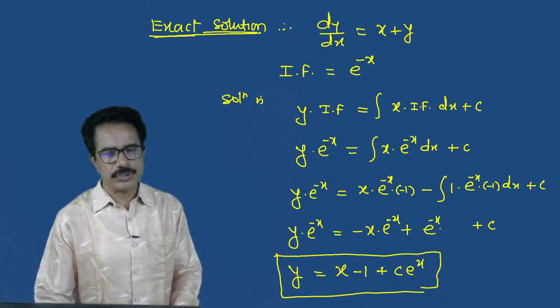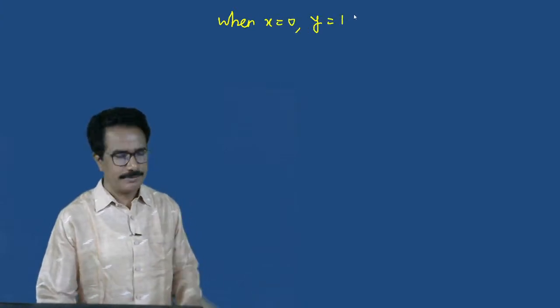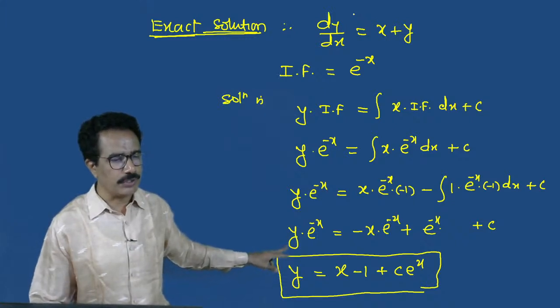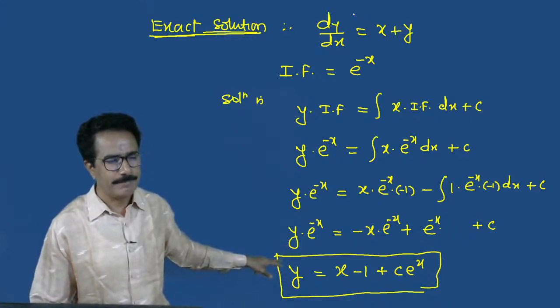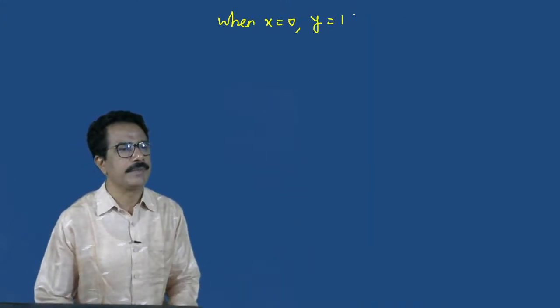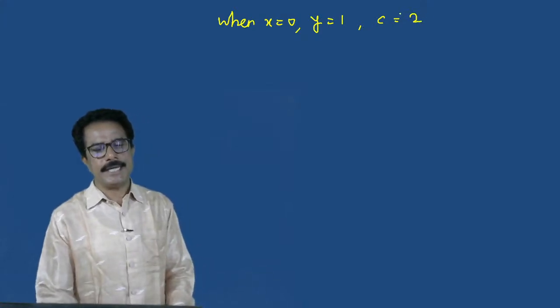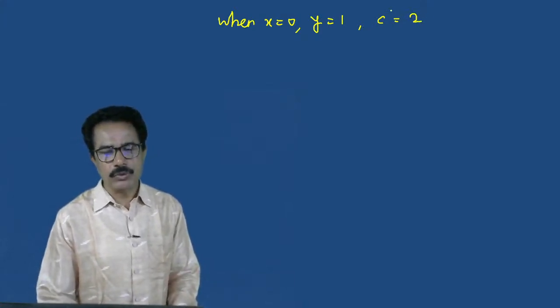1 मिनिट. When x is equals to 0, y is equals to 1. मग x is equals to 0 ठेवा, y is equals to 1 ठेवा. मग c ची व्हॅल्यू, c will be 2. बरोबर आहे का? चेक करा. c ची व्हॅल्यू 2 येते.